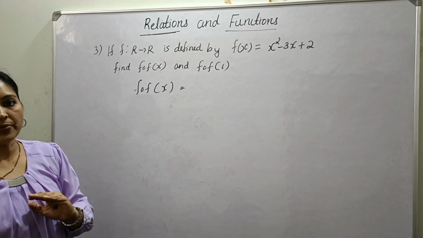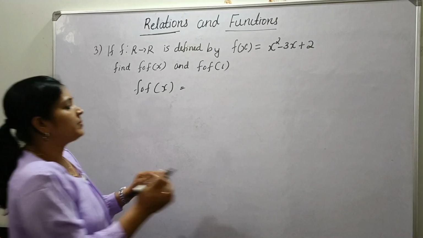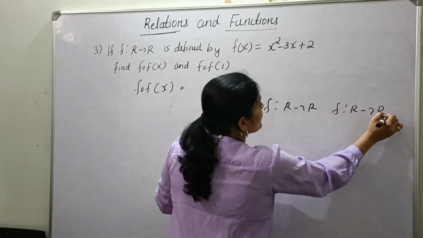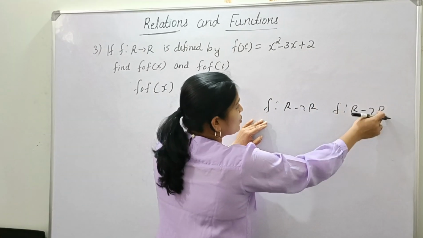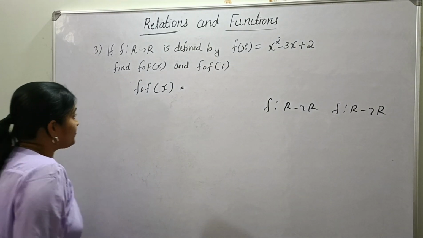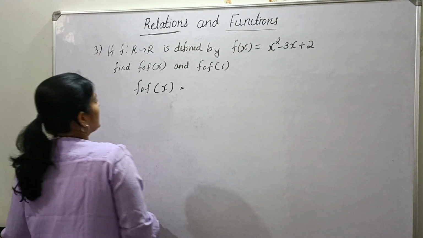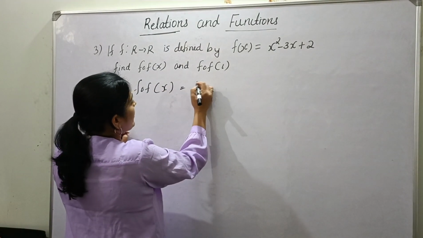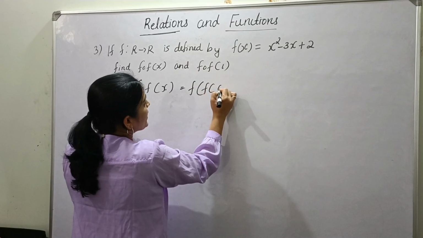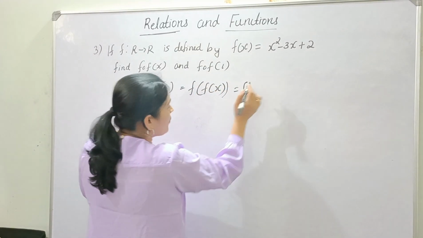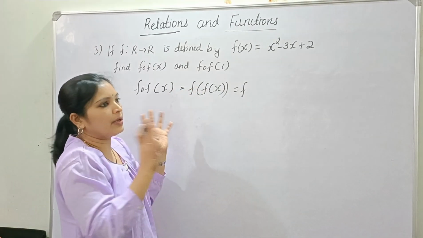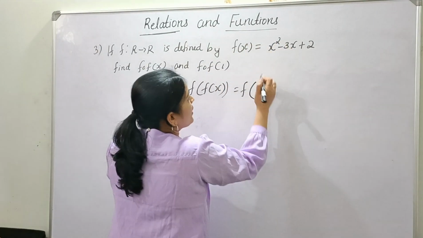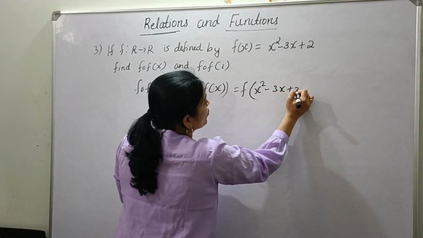Function f is from R to R, therefore f∘f means f from R to R and f from R to R. f∘f is nothing but R to R itself. So now let us find what is f∘f(x). f∘f(x) is equal to f(f(x)). Now first of all let us write the expression inside the bracket, that is f(x). So what is f(x)? x² − 3x + 2.